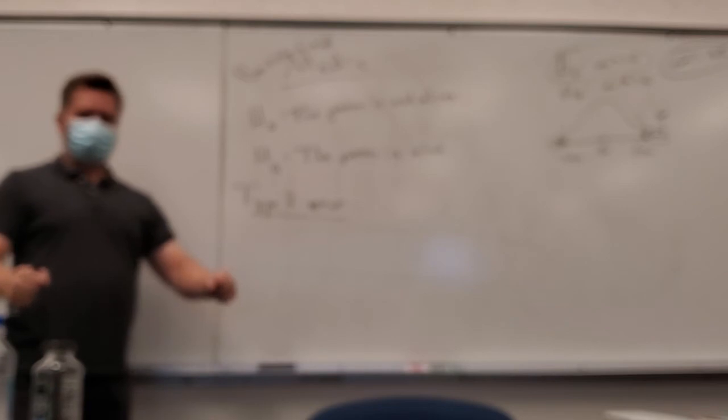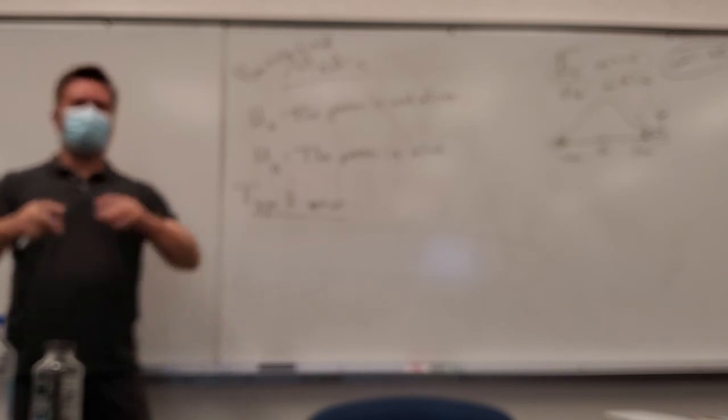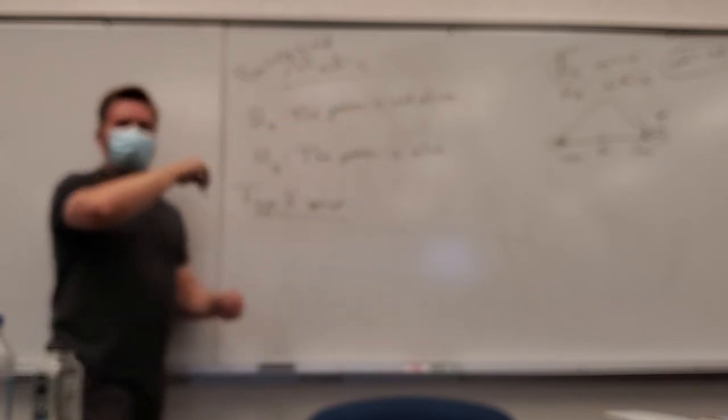So what's a type 1 error? Is the null true or false in a type 1 error? The null is true. So what does that mean physically here? The person's not alive, right? That's true. The null hypothesis is true, but what do we think? We think they are alive. Why would that be bad?